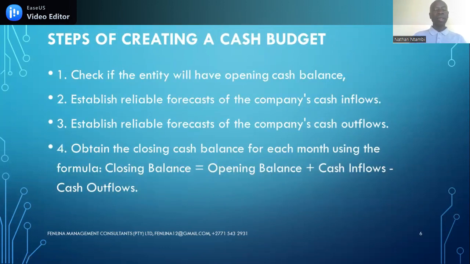In our first lecture, we talked about the steps of creating a cash budget, which are: 1, to check if the entity will have an opening cash balance; 2, to establish reliable forecasts for the company's cash inflows; 3, to establish reliable forecasts of the company's cash outflows; and 4, to obtain the closing cash balance for each month using the formula closing balance equals opening balance plus cash inflows minus cash outflows.